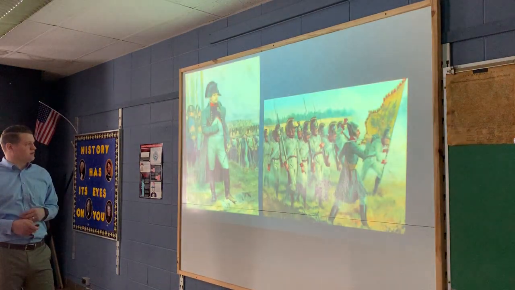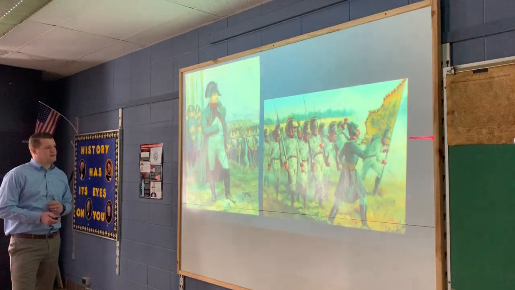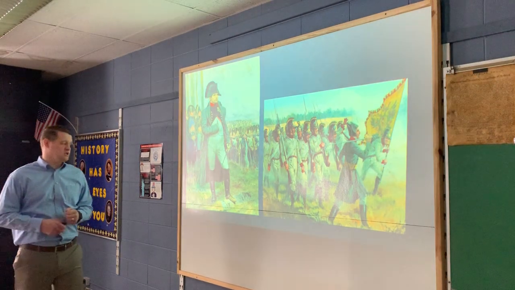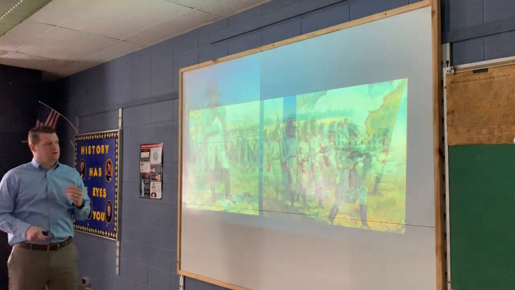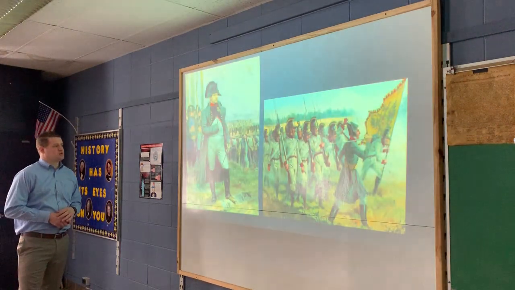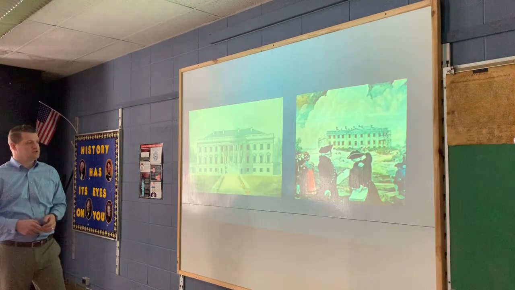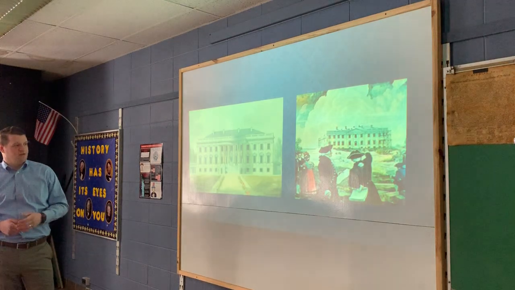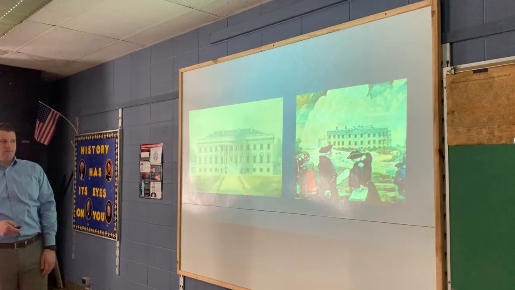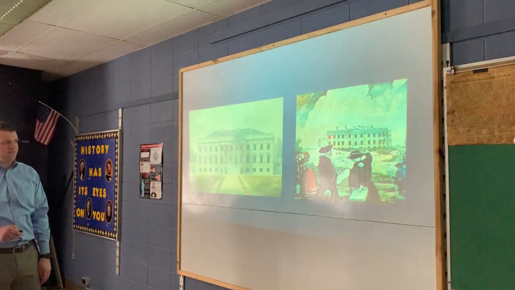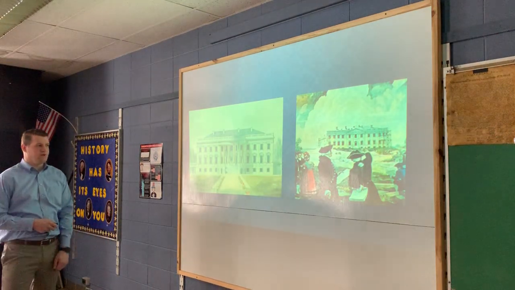We have Napoleon Bonaparte here, a picture of him and his troops behind him. He marched into Austria in 1800. These are the Austrian troops here. The White House was just finished being built, so this is what the White House looked like when they built it.